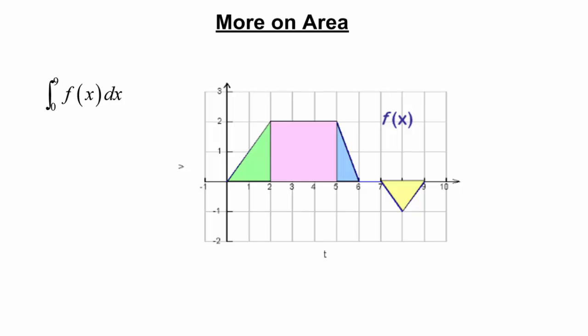So one half base times height here would be 2 times 2, which is 4, and half of that would be 2. And here we've got 3 times 2, so that's 6. This one's 1, and this one's also 1. So now if we add all those up, we get 10. But that's not right. What are we supposed to do with the very last one here?